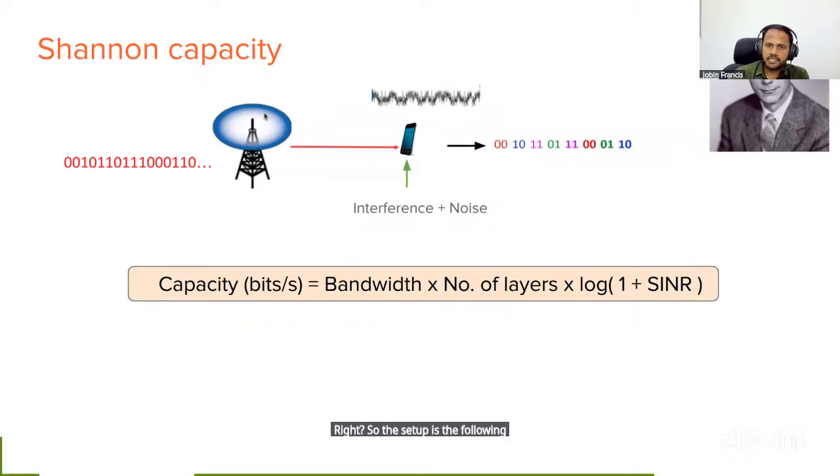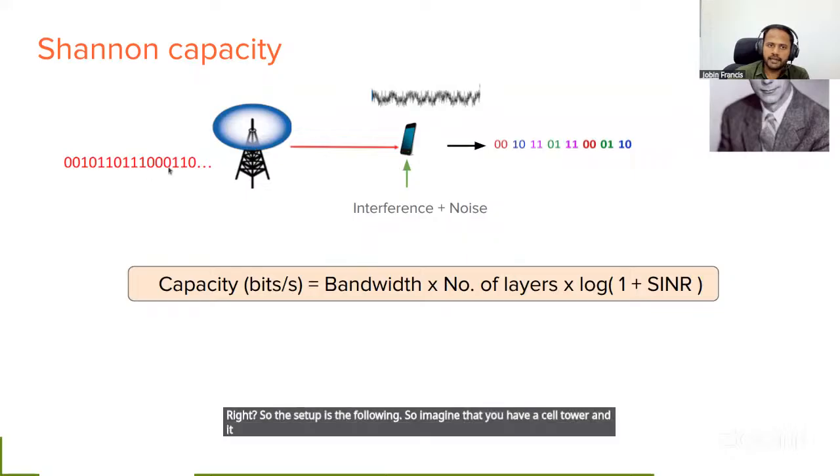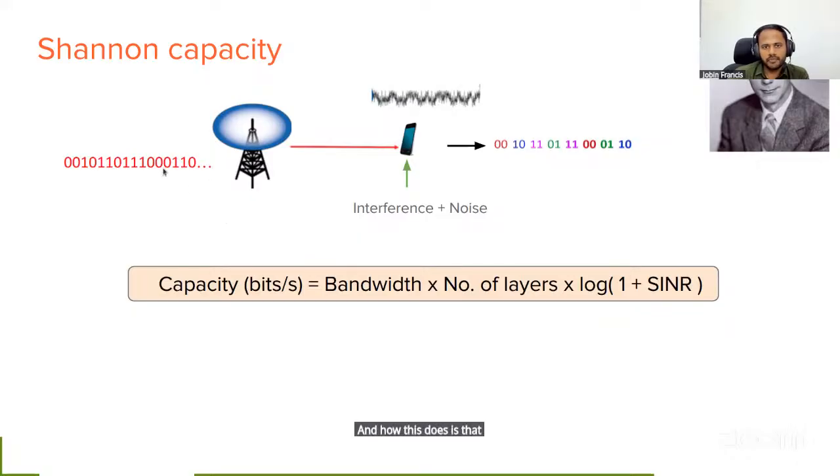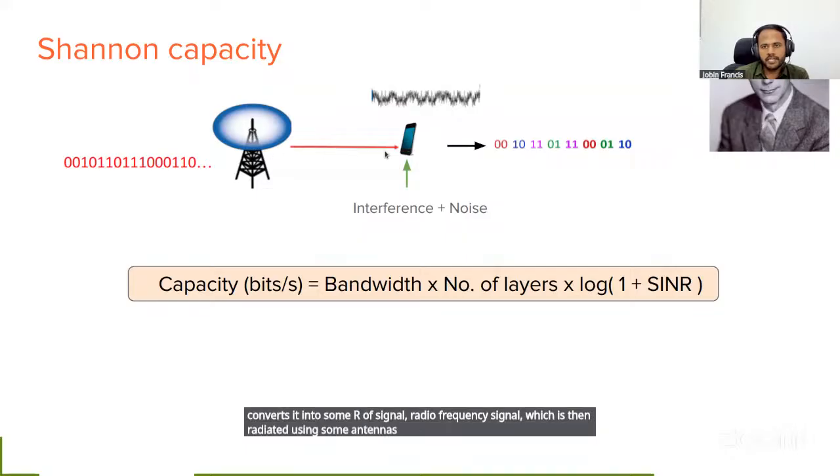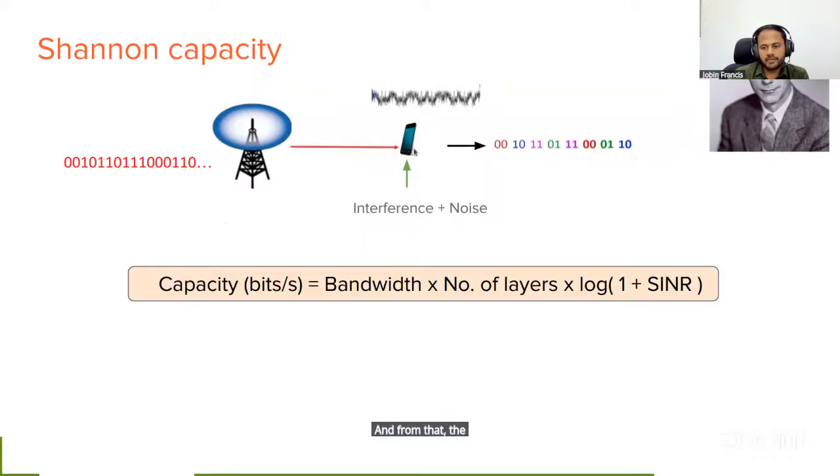So imagine that you have a cell tower and it is sending data to your mobile phone here. And how this works is that the cell tower takes this stream of bits, converts it into some RF signal, radio frequency signal, which is then radiated using some antennas. And part of that reaches your mobile phone, which is a noisy, distorted version of what was sent by the base station or the cell tower. And from that, the mobile phone tries to recover the bit sequences, right?